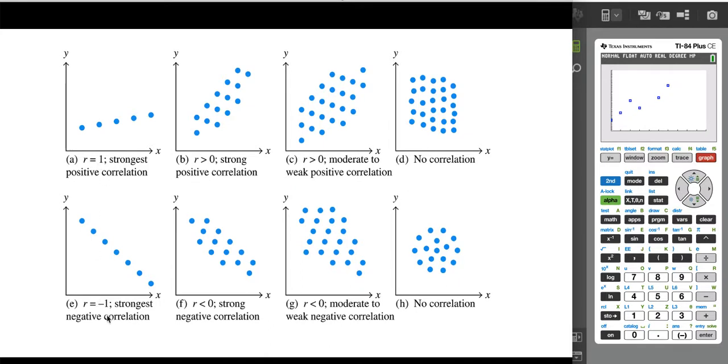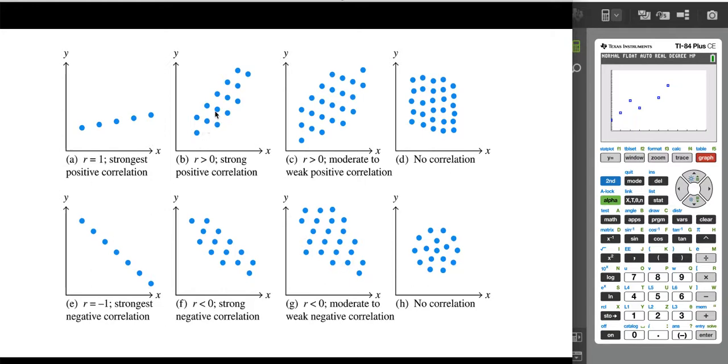This one has the strongest negative correlation. This is positive because the dots are going up, but this is negative because the dots are going down. So we're going downhill when we read it from left to right here. That's why this R value is -1. R, by the way, is the correlation coefficient. We're going to figure that out on the next screen.